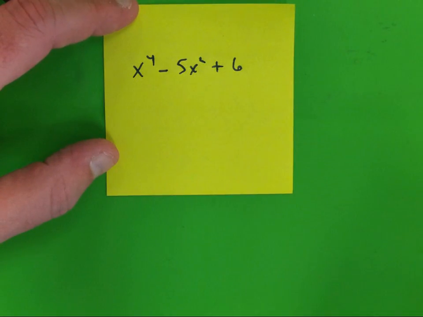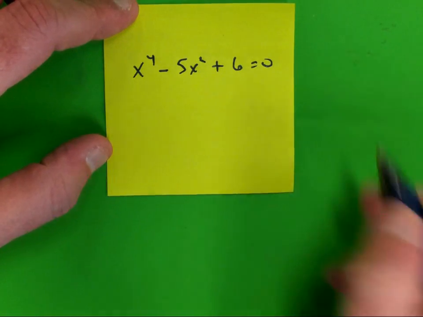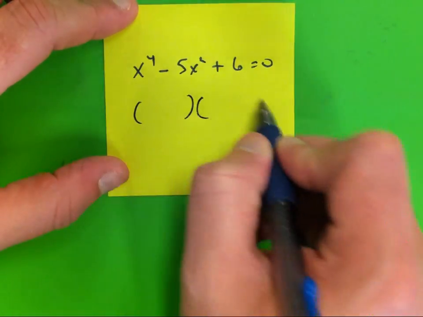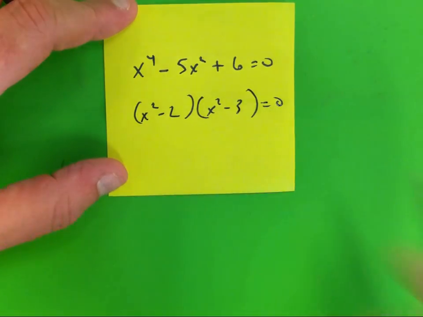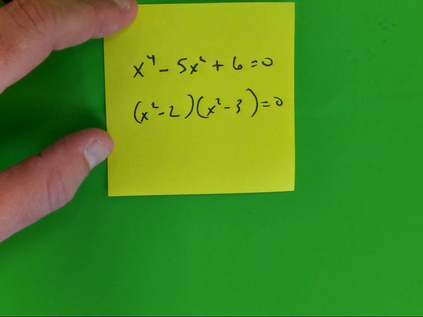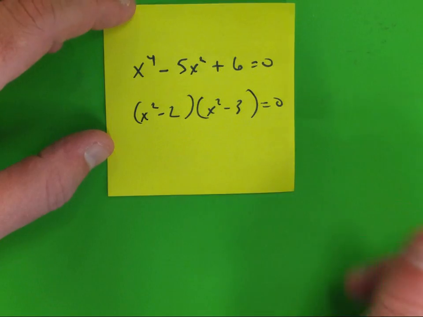Okay, doesn't that look like an easy quadratic? But the difference is that with x squared, you still would do it the same way. You just put x squared minus 2 and x squared minus 3. Do you see that? And then you go from there. Does everybody understand that? Are we good?